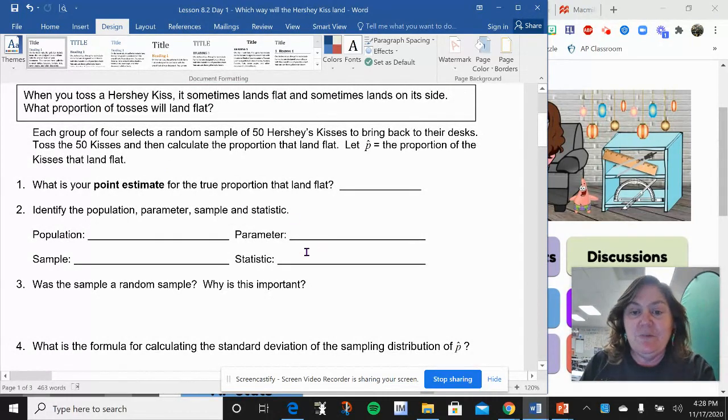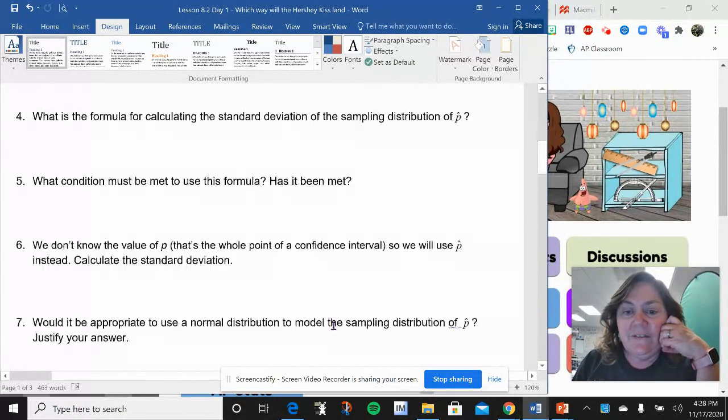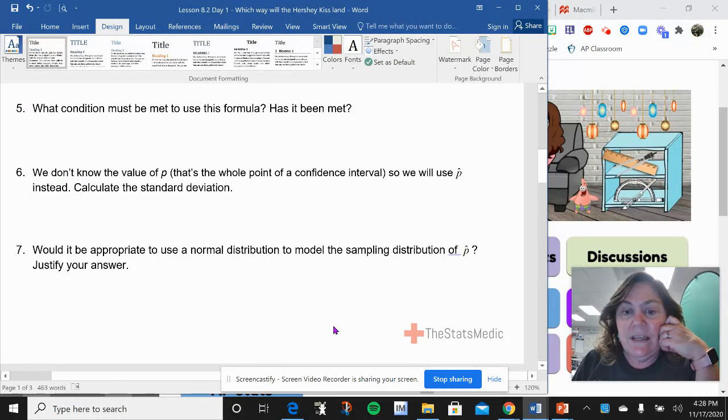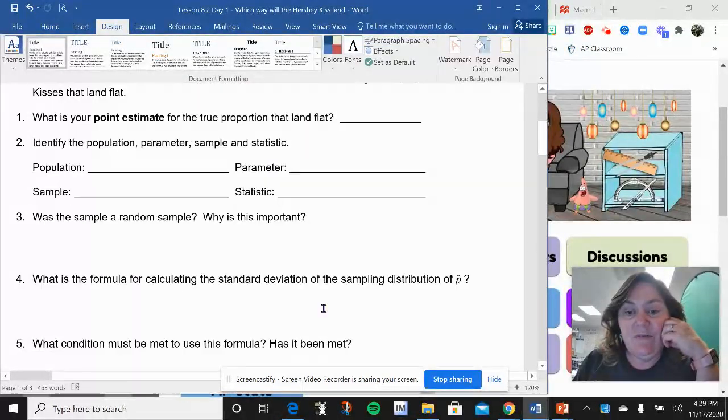What was the population parameter, the sample statistic? You can talk to those around you if we're in class on Thursday when this is going on. I'm taping it Tuesday. Hopefully you'll still be in class on Thursday. And fill in all the way down to number 7. You know how to answer these questions that I'm rolling through here.